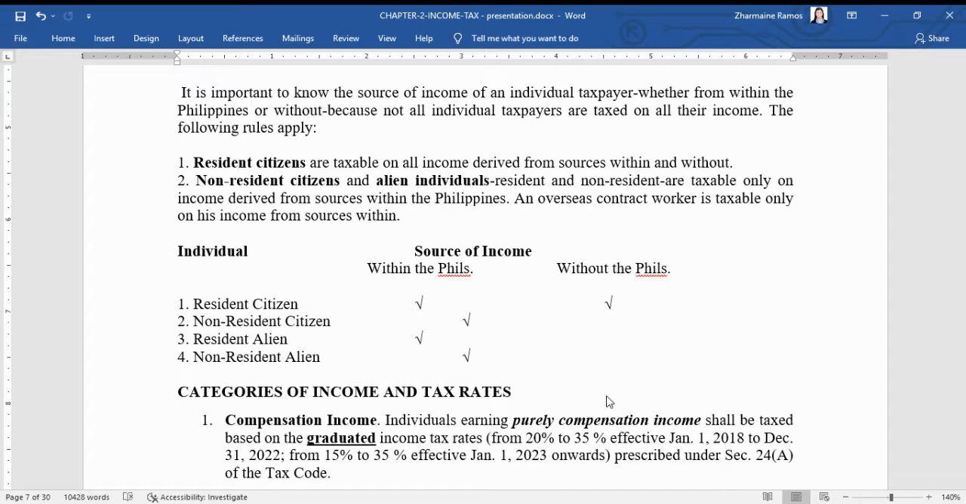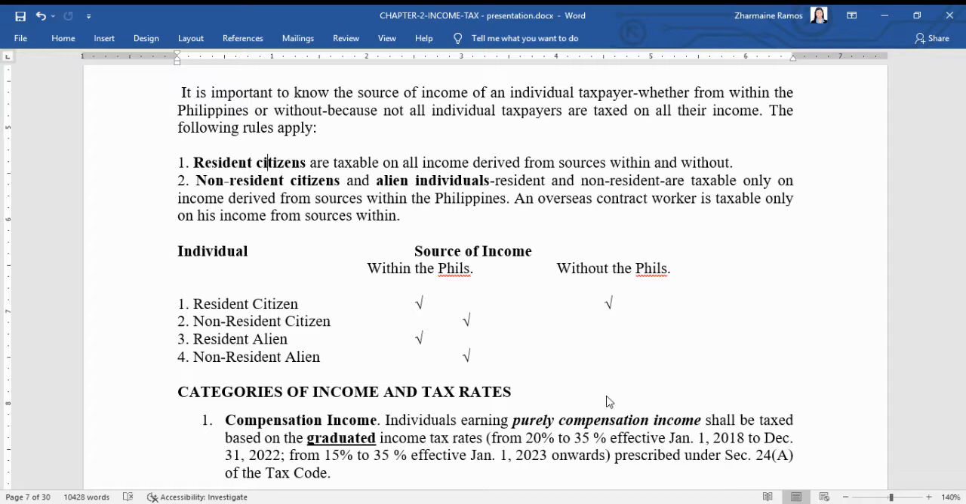Ngayon, ito yung rules na nag-a-apply. Kapag resident citizen ka, lahat ng income mo derived from sources within and without the Philippines, ibig sabihin inside or outside the Philippines, lahat yon ay taxable. Pero kapag non-resident citizen ka and alien individuals ka, ibig sabihin non-resident alien ka man or resident alien ka, ang magiging taxable lang sa'yo ay lahat ng income derived from sources within the Philippines. So, lahat ng income nila outside or without the Philippines ay hindi taxable.